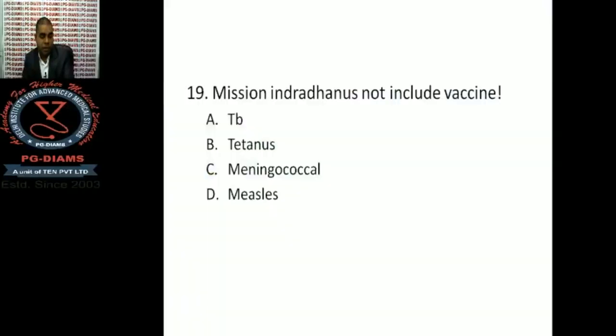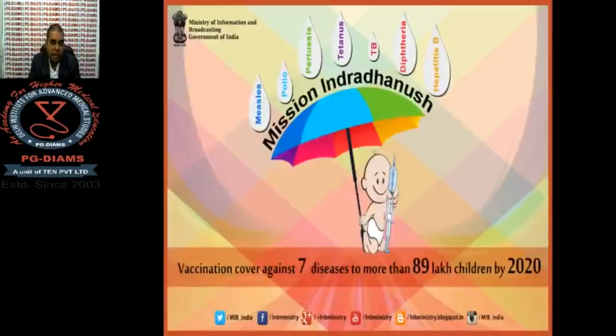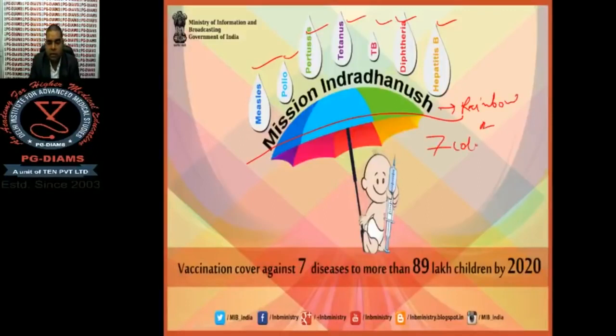Okay, now Mission Indradhanush does not include which vaccine? The answer is meningococcal. Mission Indradhanush has vaccines for measles, polio, pertussis, tetanus, TB, diphtheria and hepatitis B. That's why it is known as Mission Indradhanush. Indradhanush means rainbow, and rainbow consists of 7 colors. So there are 7 diseases from which Mission Indradhanush protects you. 1, 2, 3, 4, 5, 6 and 7 disease.